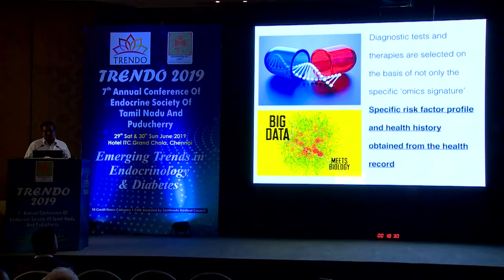Diagnostic tests and therapies are selected on the basis of not only all these very complicated genetic testing, but also on very specific risk factor profile and health history obtained from the health record. I will show you a few examples on why family history becomes very important. Sometimes when we see a lot of patients with diabetes, we ignore the family history. Family history may be something very critical, and the person will very clearly tell you, sir, my brother also has diabetes, this drug has been given, he is doing very well for the last 5 years. Take that history, that's very important. That may be a clue that your patient also may be responding to that particular drug.